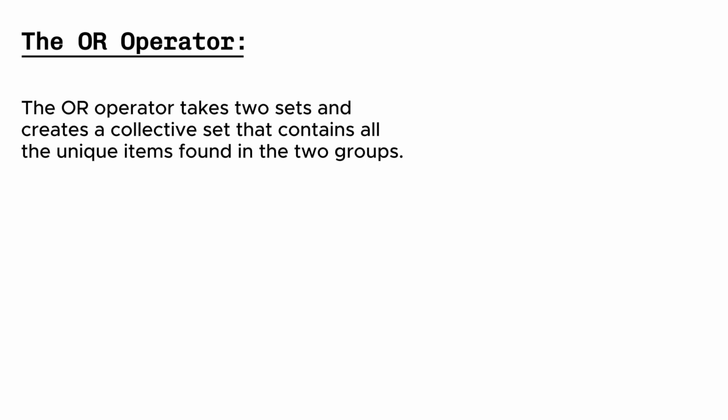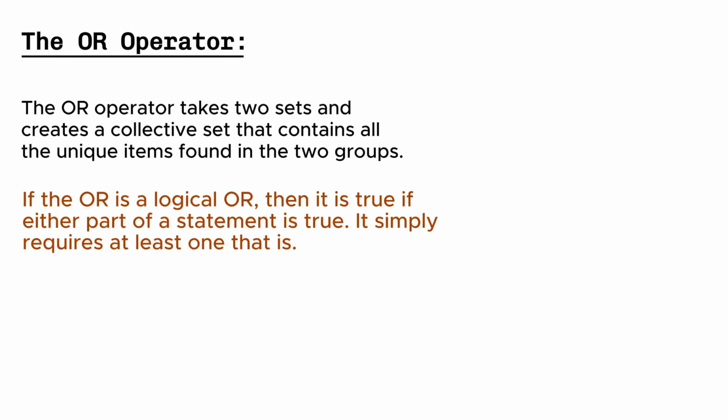The OR operator combines two sets into a collective group that contains all the unique items contained within each of the individual sets. If it's a logical OR, it means only one part of the conditional statement needs to be true at a time for the statement as a whole to be true.